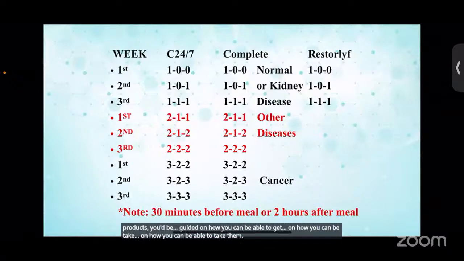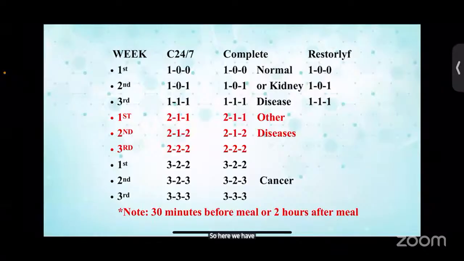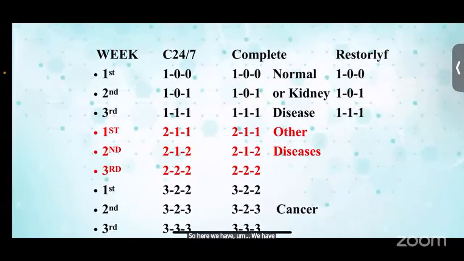So here we have weeks. A week, we have also the products. So for example, first week you can take C24/7. We have C24/7, we have Complete, and we have Restore Life. And you can see we have 3 parts.